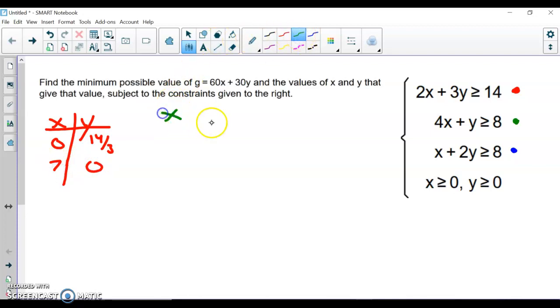So the same thing for the green. If x is 0, y is 8. If y is 0, x is 2.